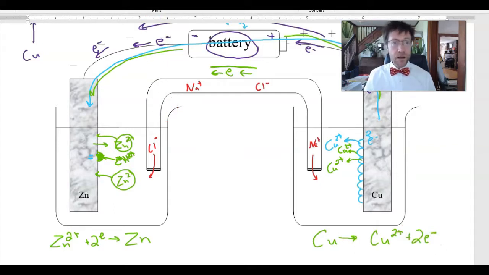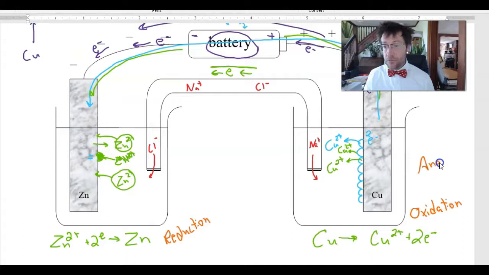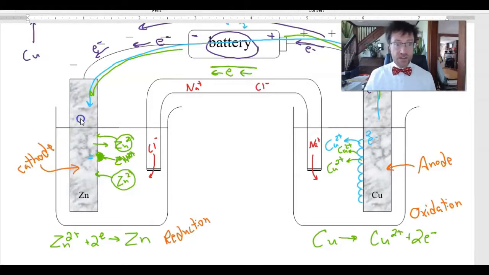Are you guys picking up what I'm putting down? Yeah, you see how it's the exact opposite? This is reduction, and this is oxidation. This is the anode, because remember, an ox. This is the cathode, because red cat, right? This is still an electrode. That's still an electrode. This is still a salt bridge, this is still a half cell. That's still a half cell. That's still a salt bridge.